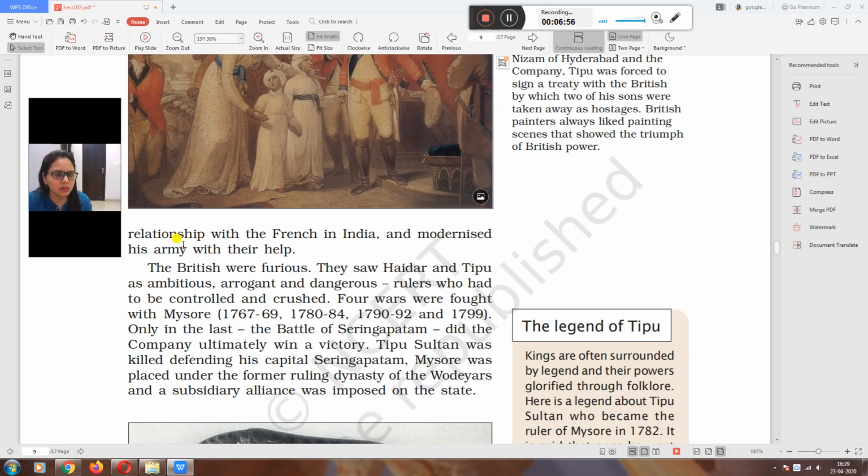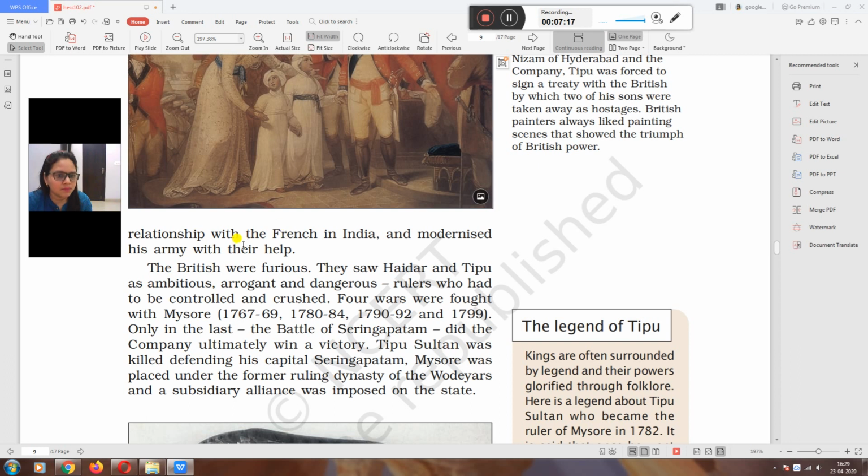One main trick by Tipu Sultan was that he made a strong relationship with the French in India. French people, those who were doing business in India, Tipu Sultan made a strong relationship with the people of France and modernized his army with their help, giving new equipment and new weapons to his army.